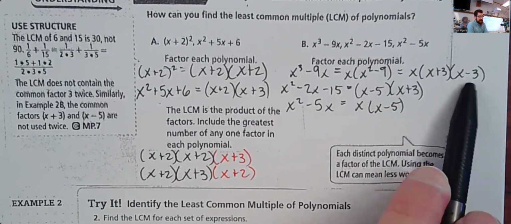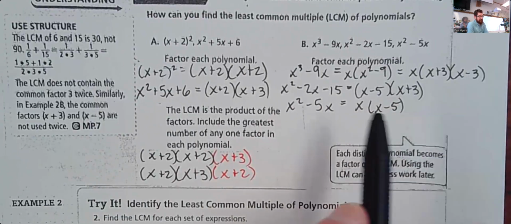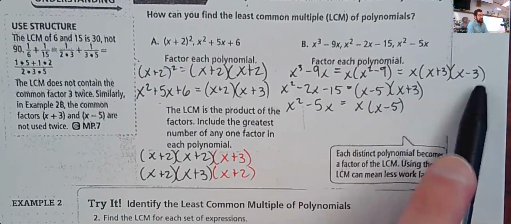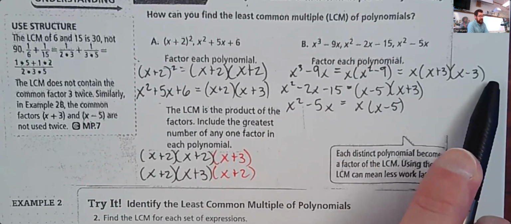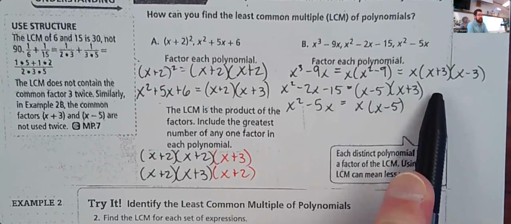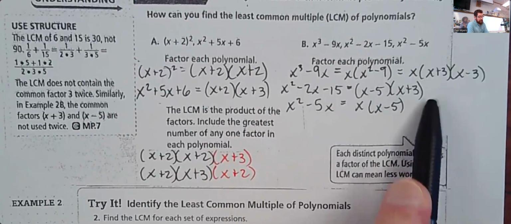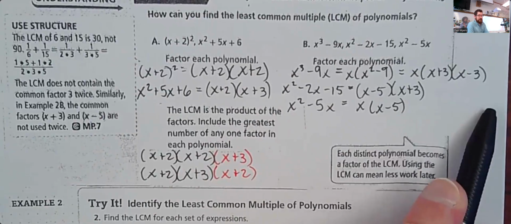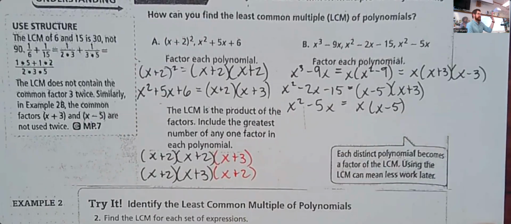And then the other one that isn't included here, that is in the other two, is x minus 5. Both of the second two have x minus 5, but the first one doesn't. So the first one needs to be multiplied by x minus 5. The second one needs to be multiplied by x and x minus 3. And then the third one needs to be multiplied by x plus 3 and x minus 3. So we're going to end up with 4 things that make up our least common multiple. We're going to have x, x plus 3, x minus 3, and x minus 5.